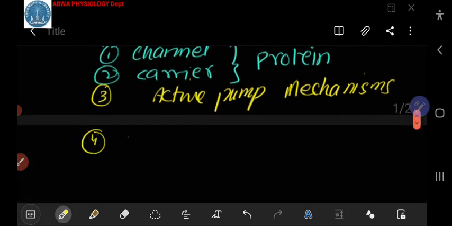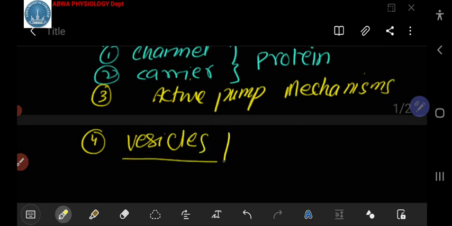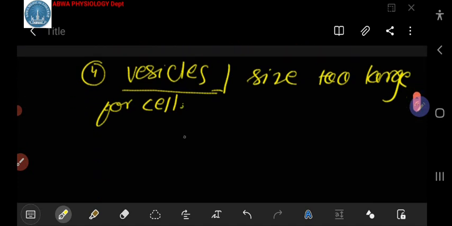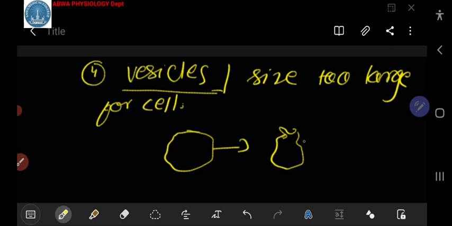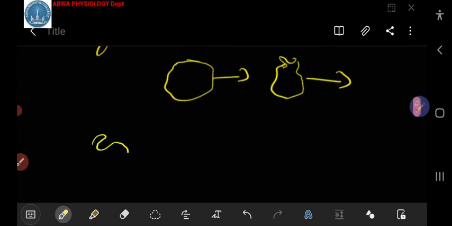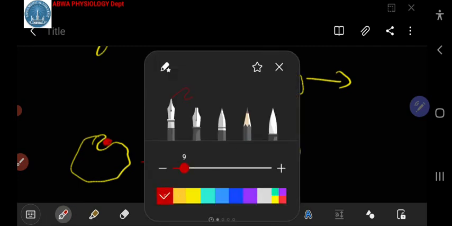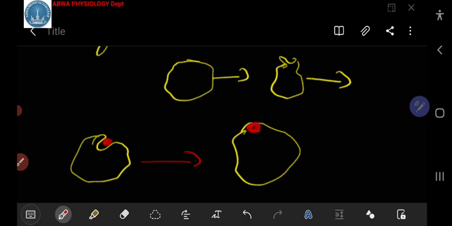Number four are the vesicles. Vesicles are used when the size is too large for the cell, so a vesicle is formed just like this, and it will engulf this type of large molecule, and it will eventually become inside the cell.